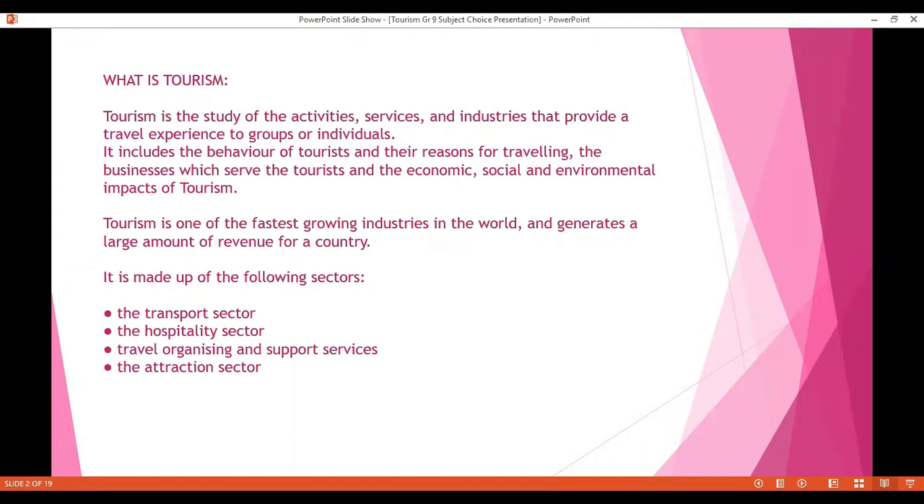And if we look at the 4 main sectors that tourism is divided into, we can see that there are many potential job opportunities, many potential entrepreneurial opportunities, many potential business opportunities, as there are many different aspects that fall under each of these categories.